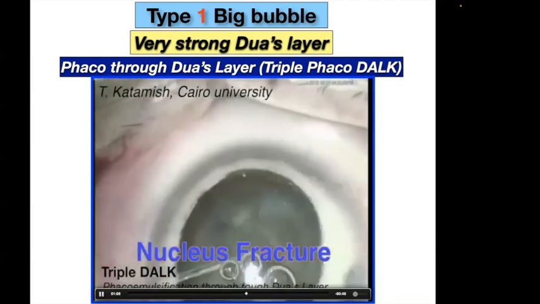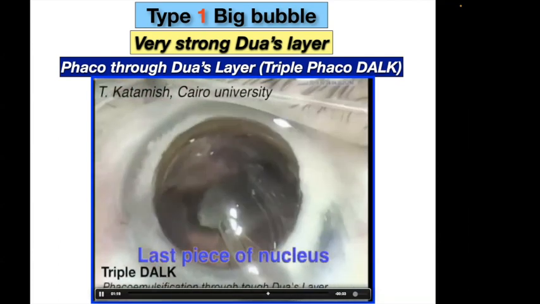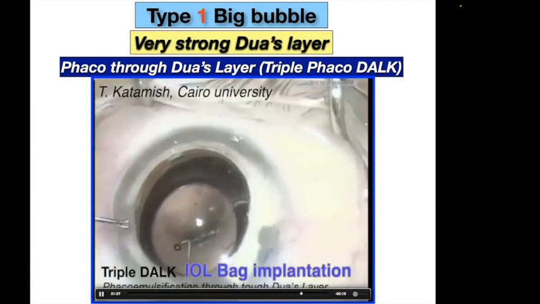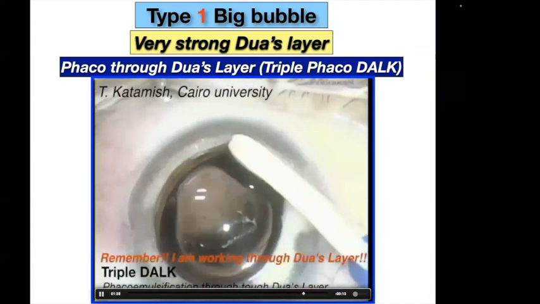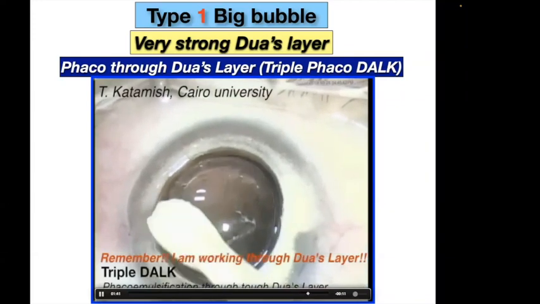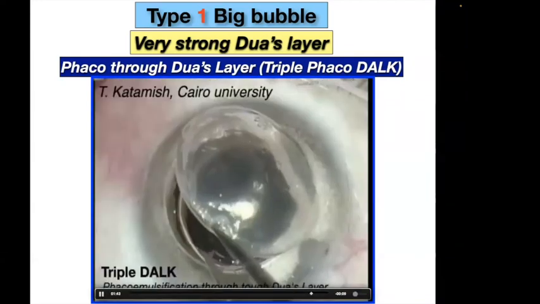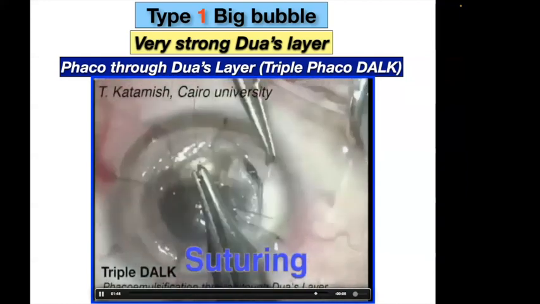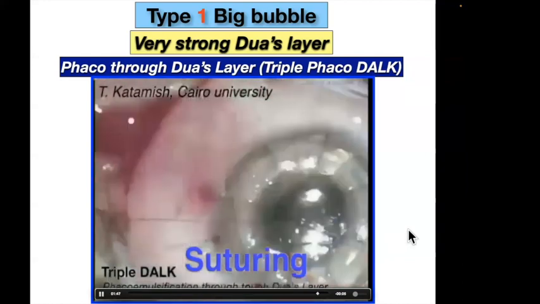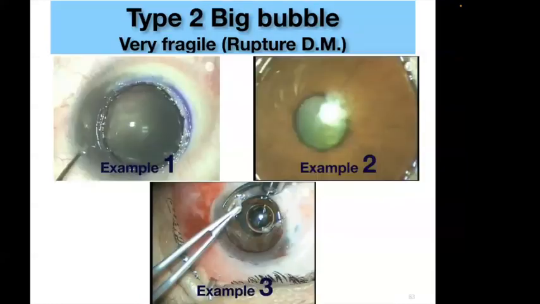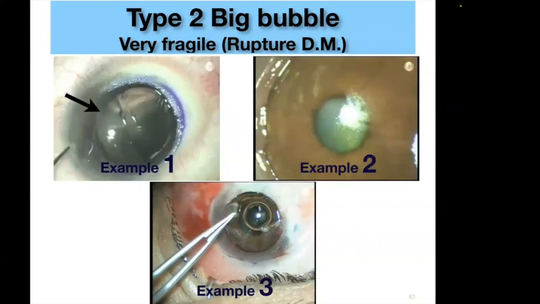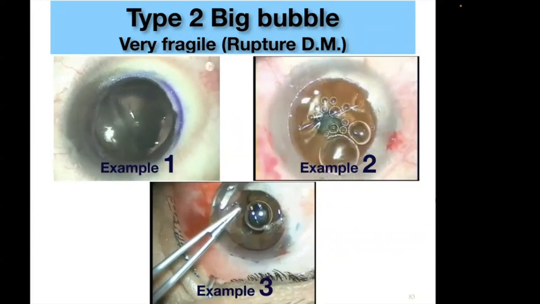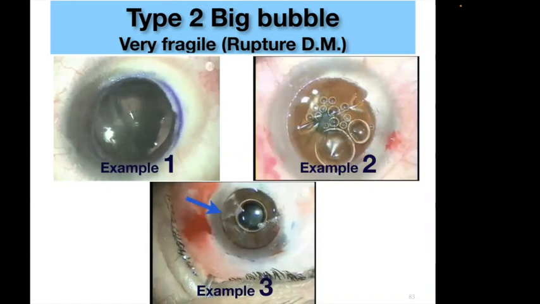As you see, phacoemulsification. You can do all the techniques of phacoemulsification through this tiny layer. I'm just reminding you that I'm working through dua layer. So this gives you an idea of how tough dua layer is. On the other hand, this membrane is very fragile. It ruptures on the slightest touch. So when you are working on big bubble type 2, you have to be very cautious because it ruptures very easily.